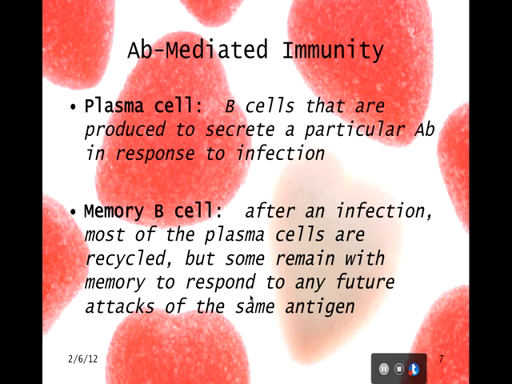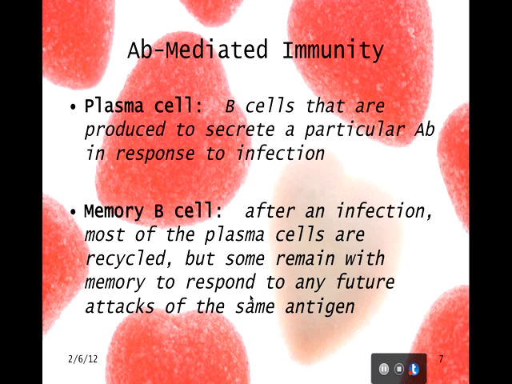Plasma cells are the clones of B cells that are produced to secrete one particular type of antibody in response to infection. A B cell is not able to produce enough antibody alone, so it clones itself to be able to produce more. The memory B cell is important after infection.